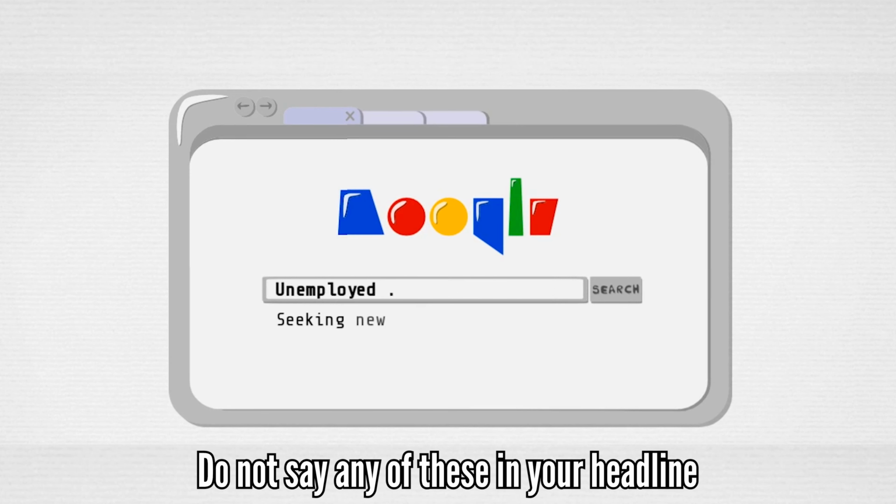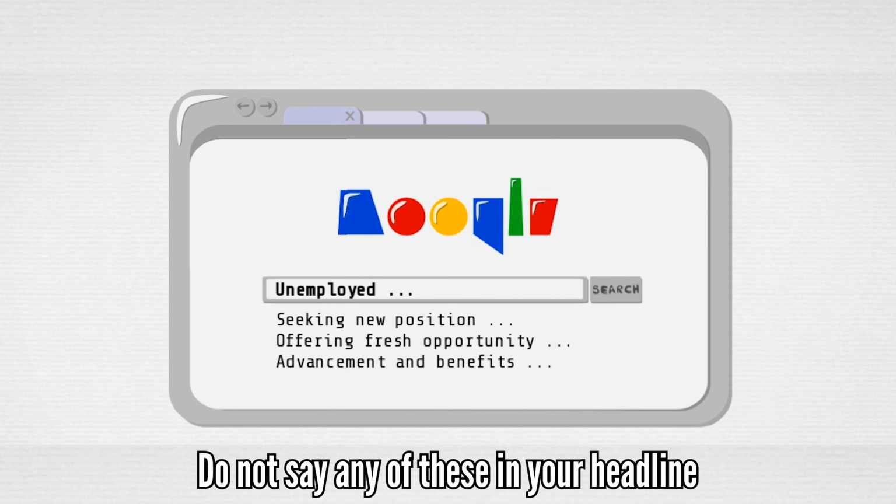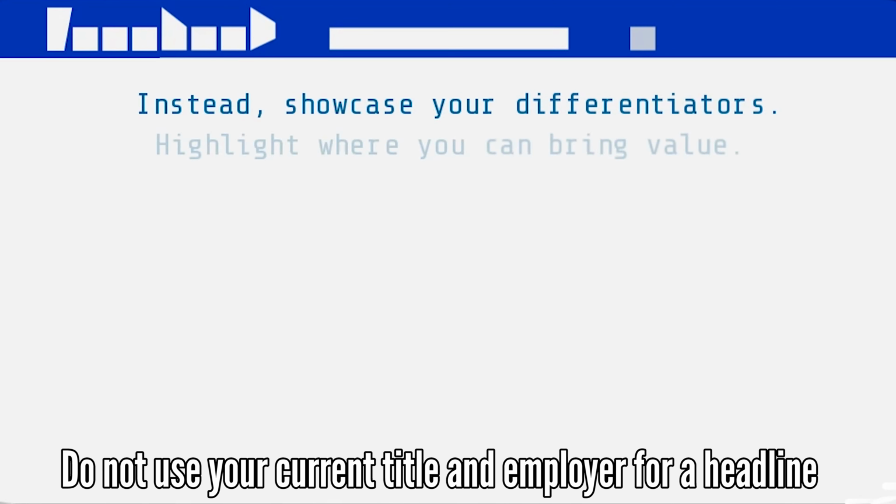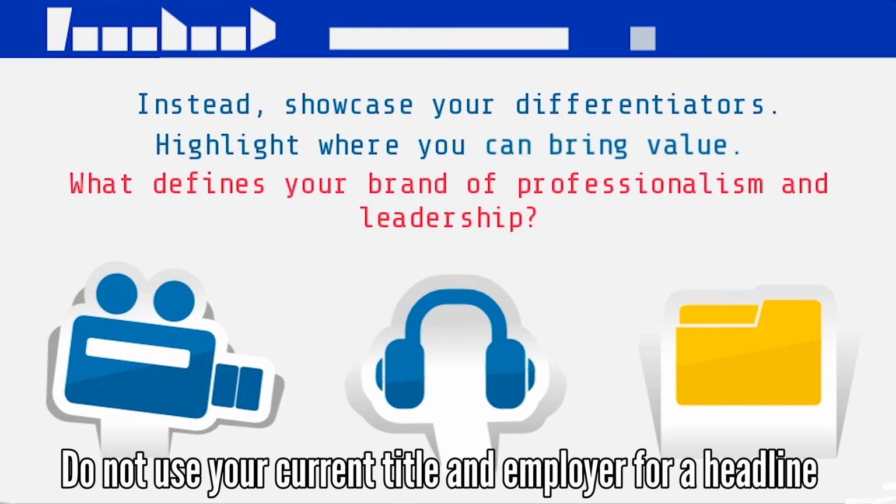Number 1, have a good headline. What this means is that there are 110 characters that you can type right under your name on your profile. These 110 characters are literally the first thing that people will read about you. These words are super important because they're used as keywords for when people are searching for specific things.